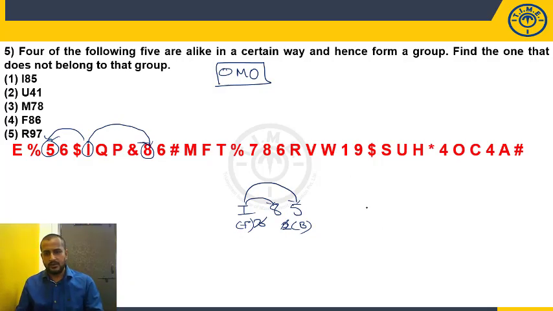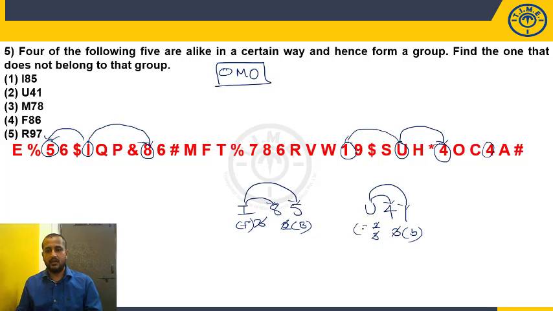Okay, let's see the second one. U, 4, 1. U is here, 4 is here, 1 is here, and 4 is also there. You may consider any of the 4s, but whether it is following the logic or not is important for us. U to 4 in the forward direction, how many are missing? 1, 2, 3, 4, 5. And in the backward direction, U to 1, how many elements are missing? Just 3 elements are missing. Here to here, 3 elements are missing in the backward direction and here in the forward direction.